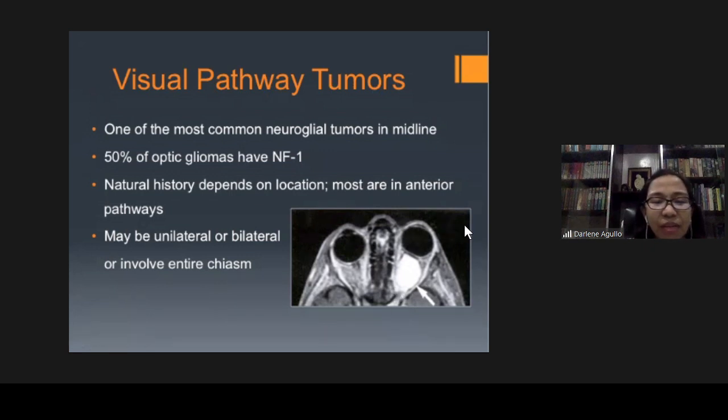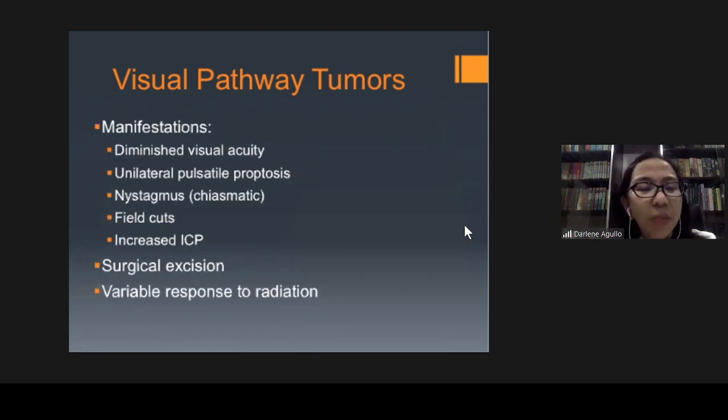So the natural history depends on location, and most are in the anterior pathways, kagaya nito, nasa optic nerve talaga siya. It may be unilateral or bilateral or involve the entire chiasm. So kahit saan sa optic pathway mo, pwede kang magka-optic glioma. Anywhere in your optic pathway.